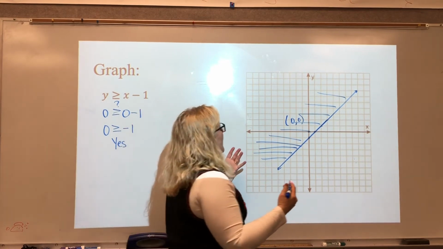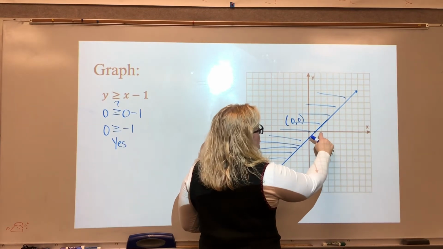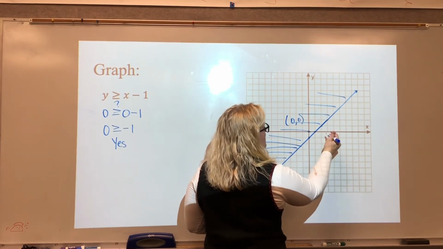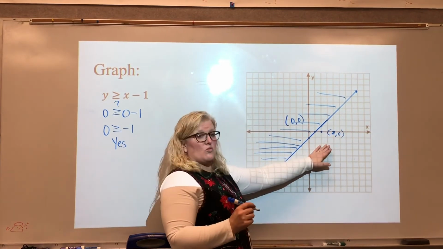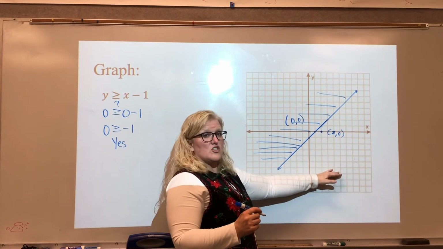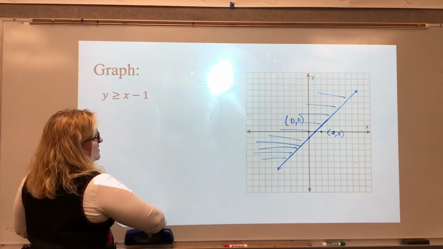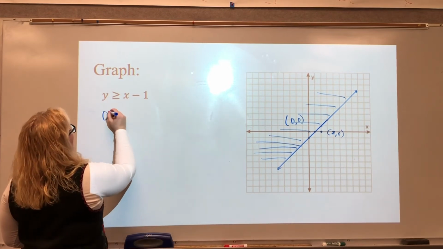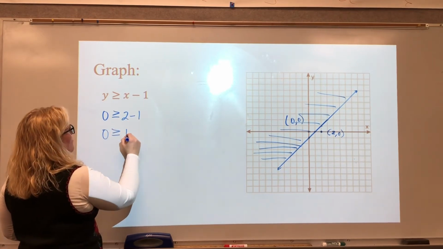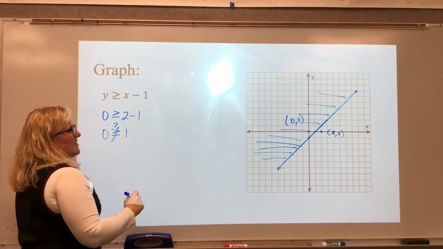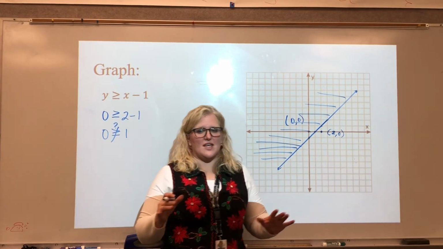So to show you how this works, let's pick 2, 0 right here. Okay, this is in a section where it shouldn't work. Any of these points over here should make this inequality not true. So if I plug in 2, 0, I have 0 greater than or equal to 2 minus 1. Is 0 bigger than 1? No, it's not. So it makes sense that this side of the line is not shaded. I hope that's making sense.